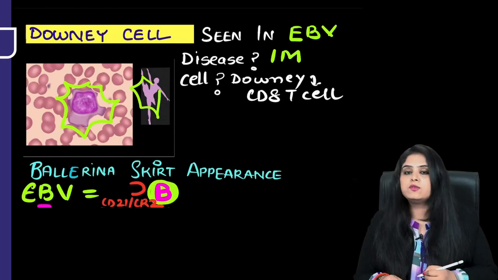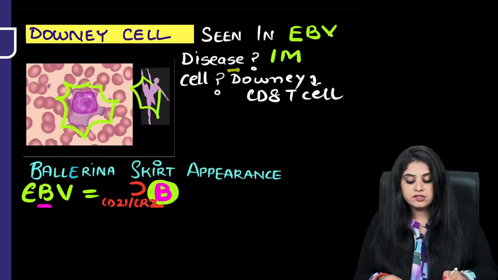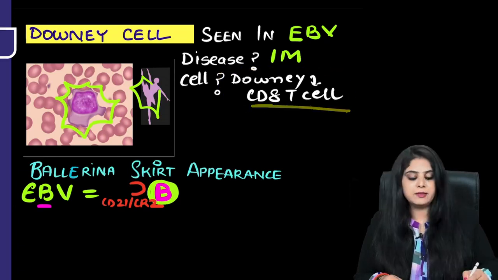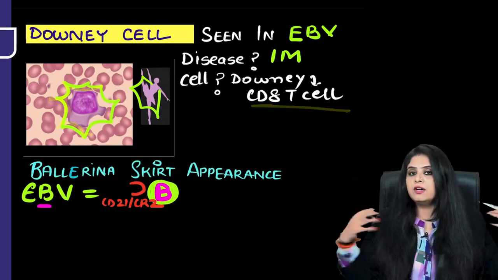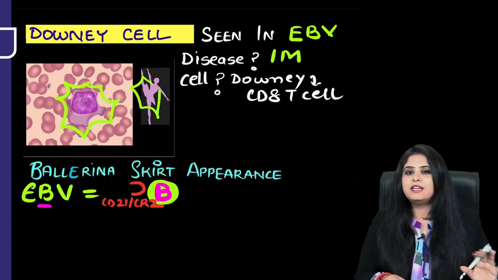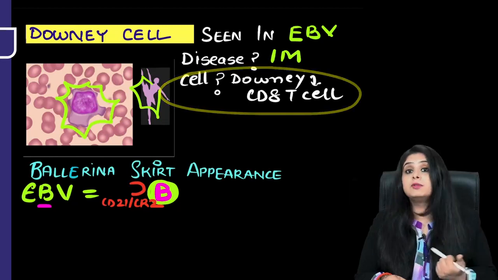What is the receptor through which it comes? CD21, CR2. But after coming into our body, which is the cell which is going to save us or protect us? So the T cell says, wait, I'm going to make that superhero cape, that ballerina skirt appearance, and I'm going to fly and save you. So this B cell is almost destroyed, very disturbed because EBV has entered, and the T cell is the one which is going to come to its rescue.